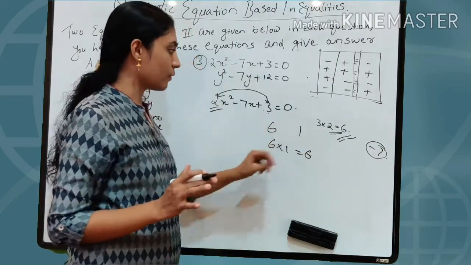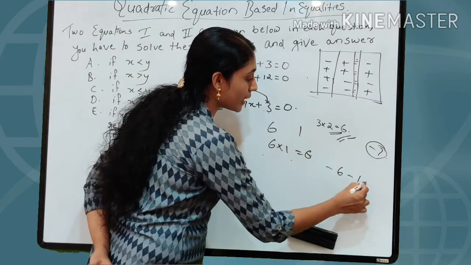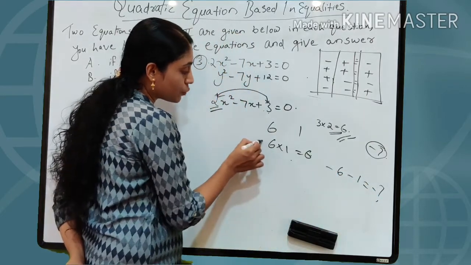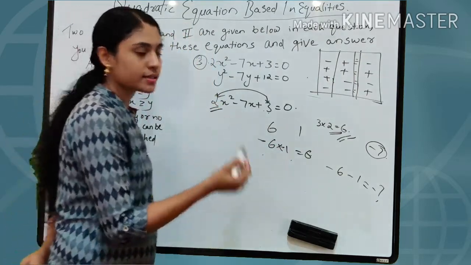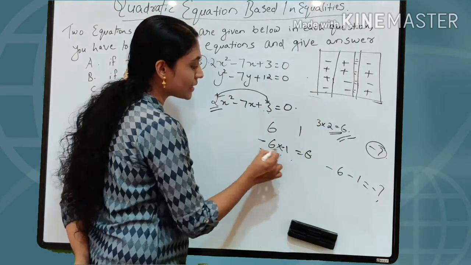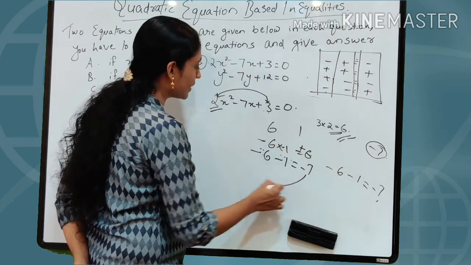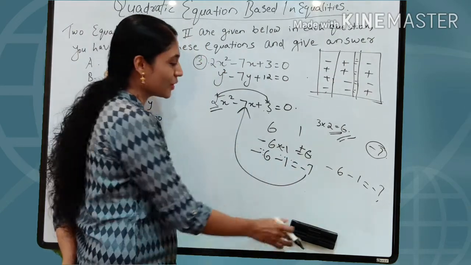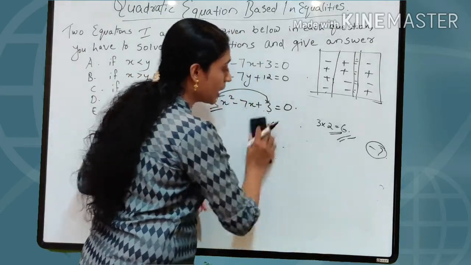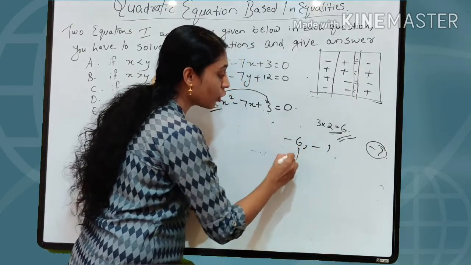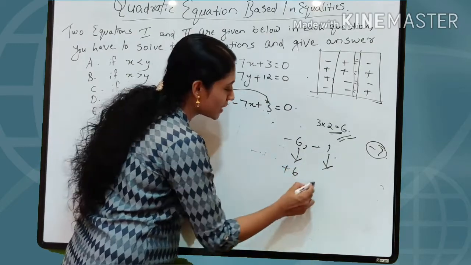So which are the numbers? 6 and 1. Because 6 into 1 we will get 6. But when we do minus 6 and minus 1, we will get the middle term. So we have to make sure that these numbers also contain the negative sign. The product is the same because minus and minus is plus. So minus 6 into minus 1 we will get plus 6, and when we do minus 6 minus 1 it is minus 7, and this minus 7 is the middle term. Understood? So which are the numbers? Minus 6 and minus 1. We got the numbers as minus 6 and minus 1, but we have to take the opposite signs of these numbers. The opposite sign of minus 6 is plus 6, and the opposite sign of minus 1 is plus 1.